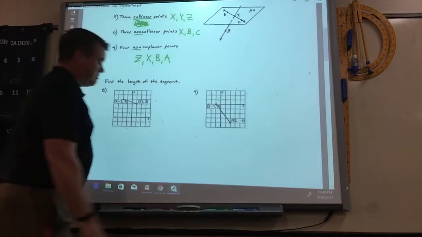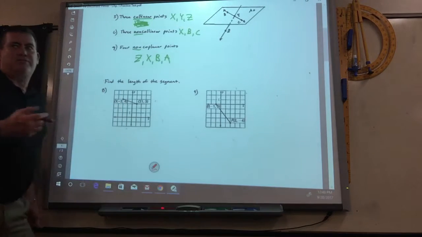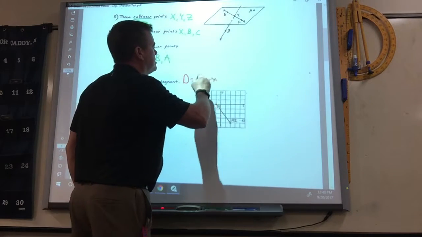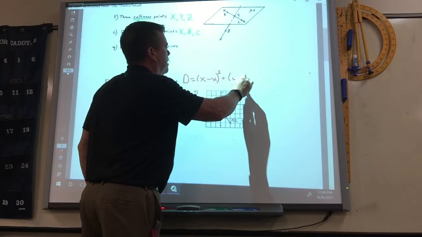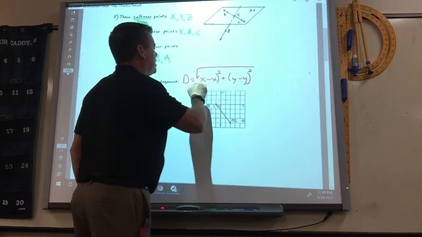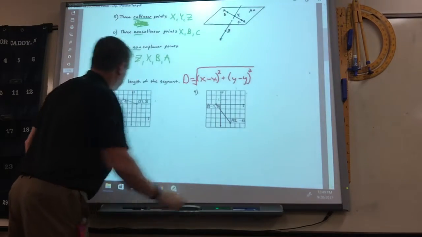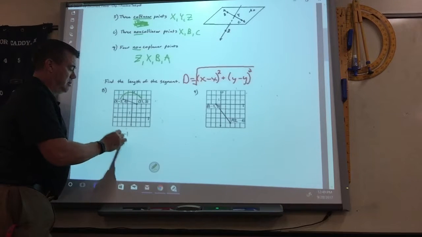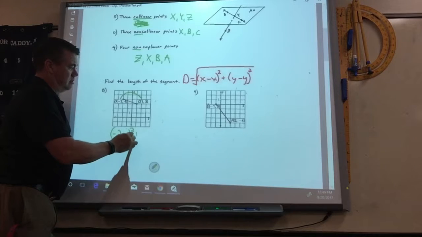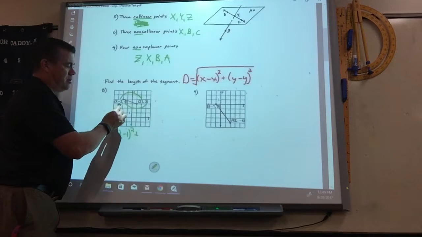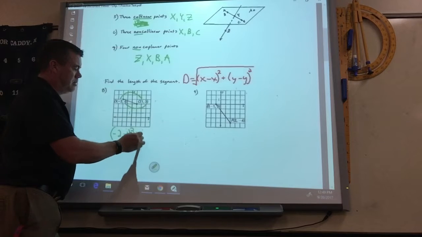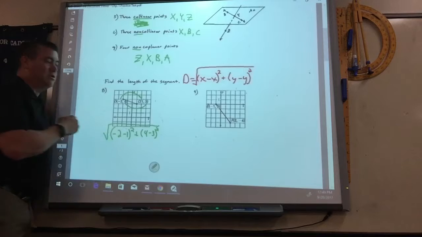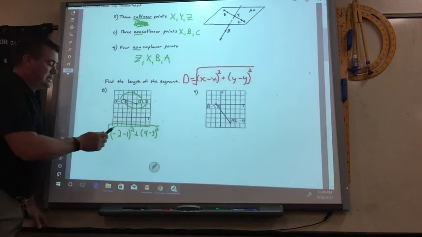Okay, find the length of a segment. Remember what you use to find the length? Distance formula. Distance is x minus x squared plus y minus y squared, square rooted. Remember they're alphabetical, x, y, x, y. And then some of you before forgot that you got to square root it at the end.